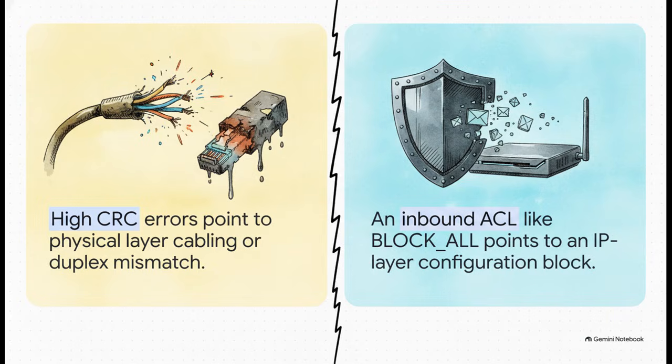But here is the real question. Why is that interface down? You have to check both layers before you start tearing your hair out over firewall rules. If you run show interfaces and you see a ton of high CRC errors, you're looking at a physical layer issue. Go check the cabling, look for a faulty SFP module, or maybe a duplex mismatch. But if you run show ip interface, you might uncover an IP layer configuration block instead. Something like an inbound access list literally named block-all that is actively dropping your traffic.